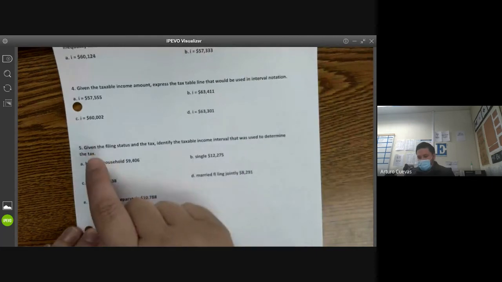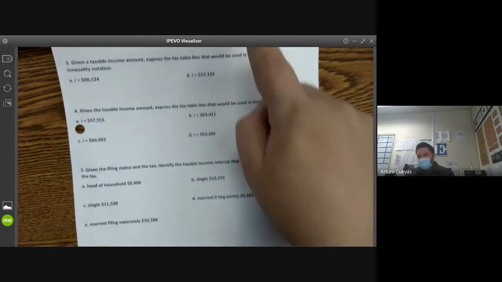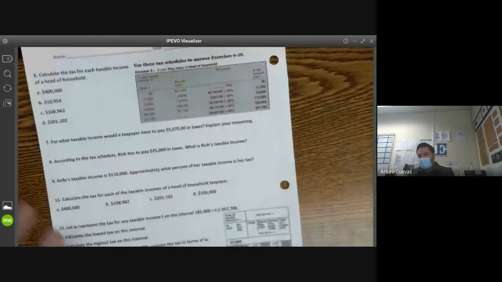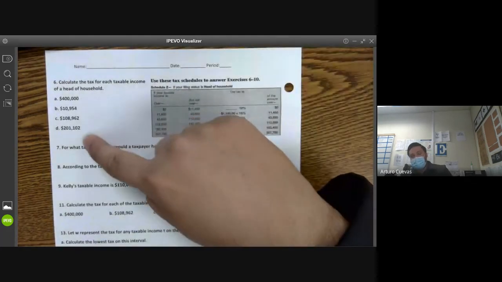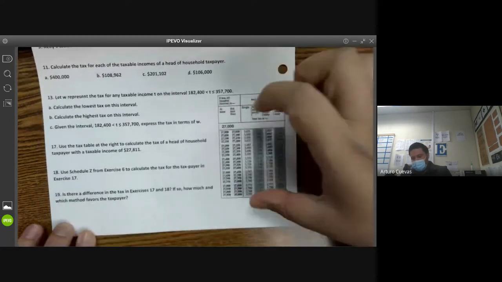All right. Same thing for number 3, 4, and 5. You use the table on page 332. Look at the back. On the back side, I gave you a table, and you're going to answer each of these. And then same thing right here.